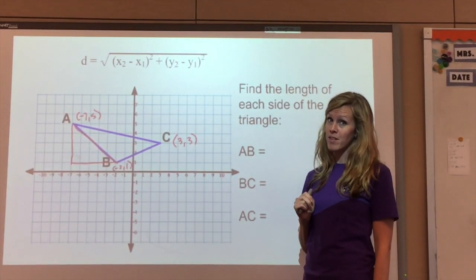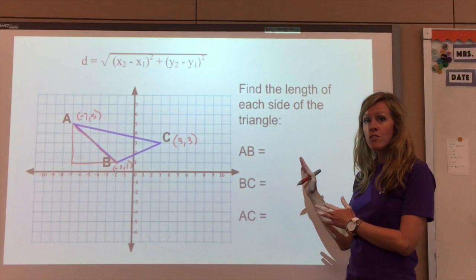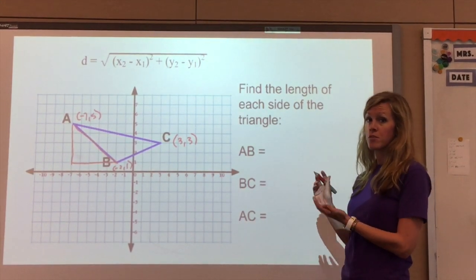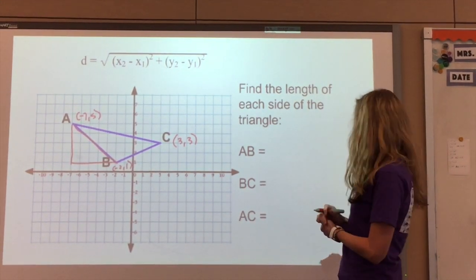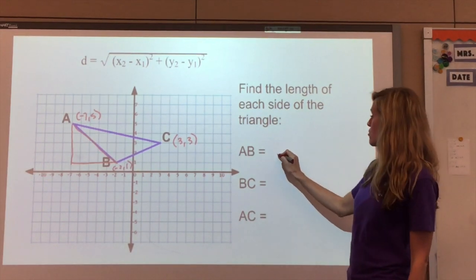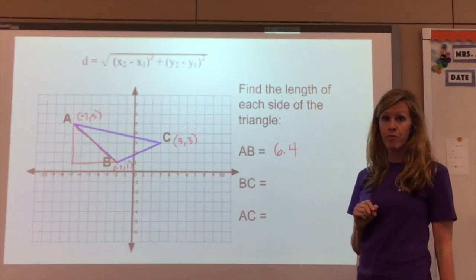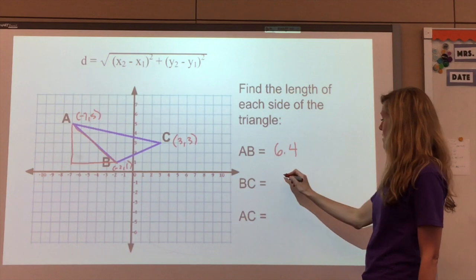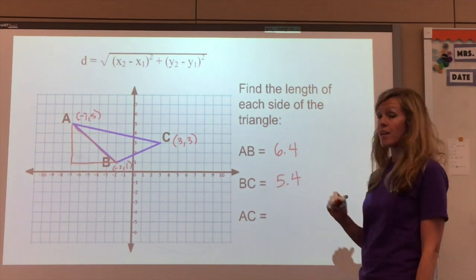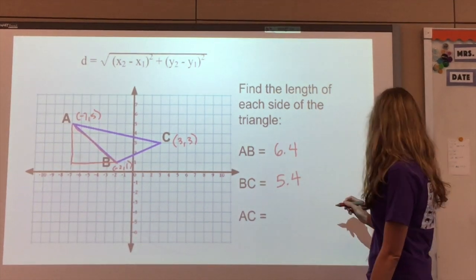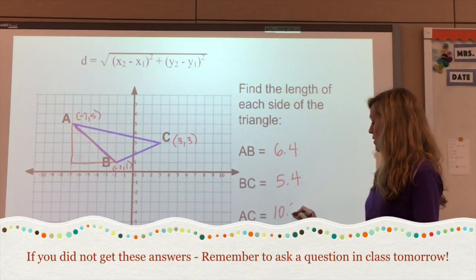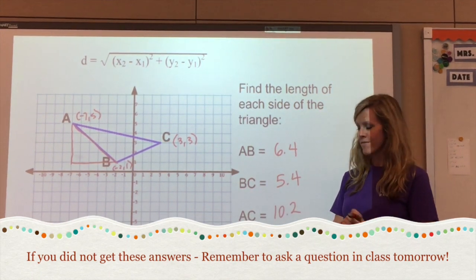Welcome back. I hope you paused the video. Now, instead of solving them all out here on the board, I'm just going to go ahead and put the answers so that you can check your work. AB should come out to approximately 6.4. BC should come out to approximately 5.4. And AC should come out to approximately 10.2.